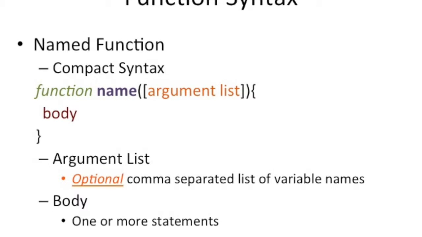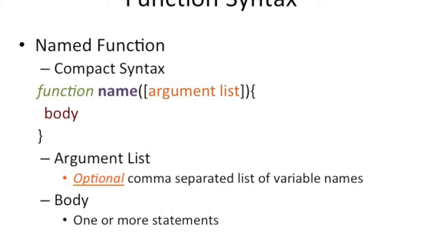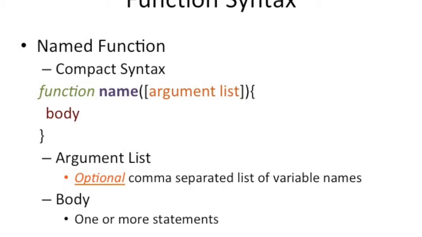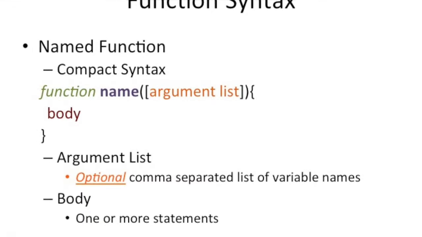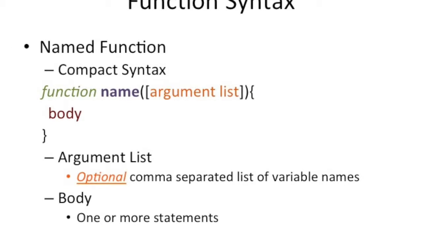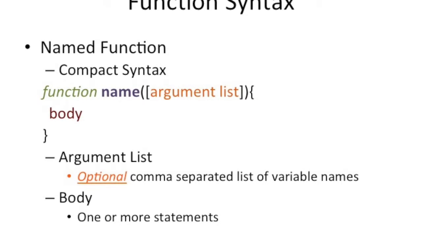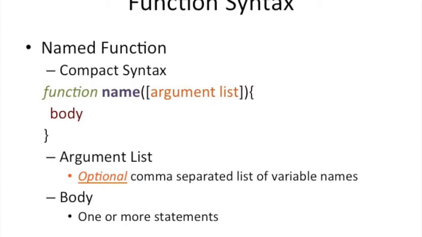The body is what I refer to as that set of one or more statements. It wouldn't make sense to write a function that had nothing inside of it, no statement. You could, but it would be pointless, really. And so for us, your function is going to contain one or more statements. And there's the argument list that is optional. That's all there is to it.